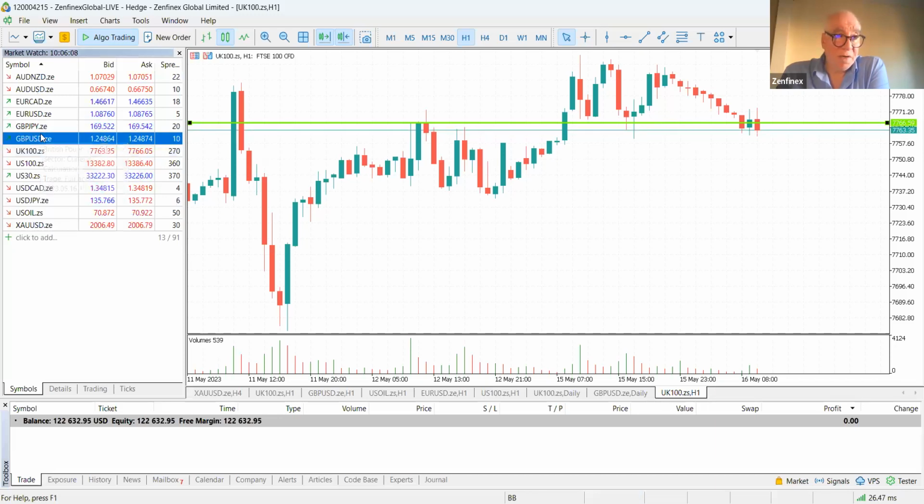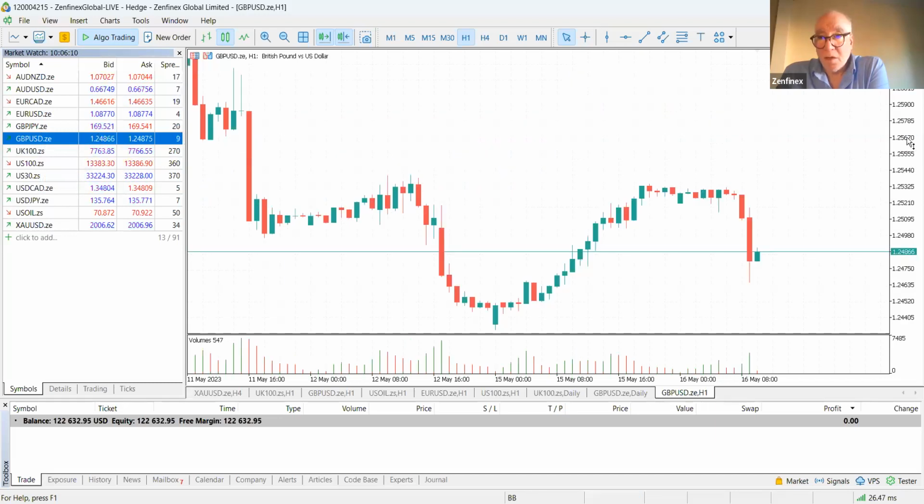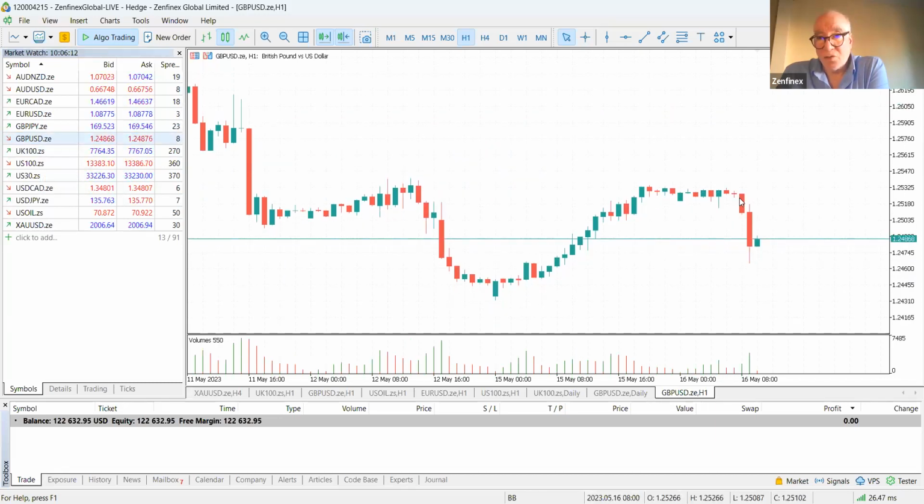Let's have a look at the British pound. And the British pound is exhibiting a drop as well. So it's dropped from sort of 25.32 and paused at 24.75. So we're going to look at this drop and see how and why it's done that, and are there any trading opportunities around that. So I will come back to that.